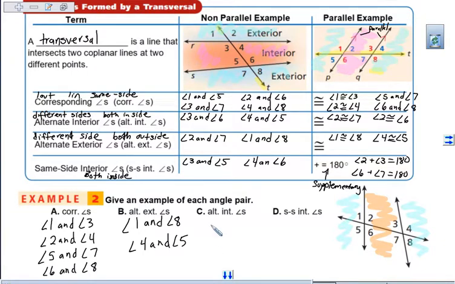Then we're looking for alternate interior angles. Alternate interior angles, remember, on different sides of the transversal, and both are inside. Our alternate interior angles for this picture would be angle 2 and angle 7. The other set would be angle 6 and angle 3.